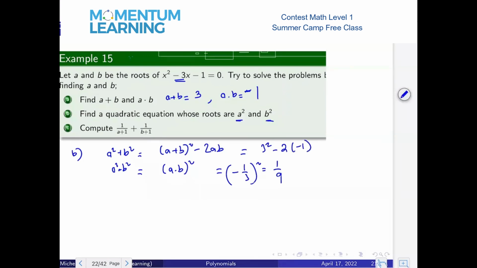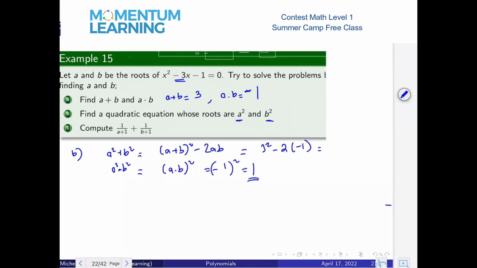2 times negative 1, right? Oops, it's squared again. So then this is 9 plus 2, which is 11. It should be correct now, right? Again, correct me if I'm wrong. So this part here is also easier. It is negative 1 squared, okay, which is 1. So the sum of the roots is 11, the product of the roots is 1.